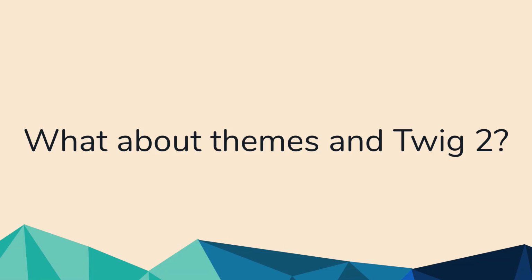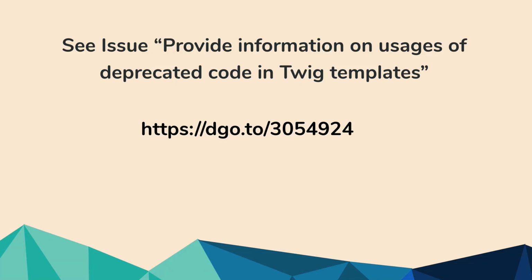One of the frequently asked questions, since I've given this presentation a couple of times now, and one of the remaining questions around Drupal 9 upgrades is around Twig 2 and checking to see if a theme is using deprecated Twig functionality. Currently, there aren't any tools like Drupal Check that can analyze a theme's template files and check for use of deprecated Twig code. An issue has been opened to address this issue of tooling, which you should follow or contribute to if you are a theme developer. And here's a short link that will redirect you to that issue: dgo.to/305-4924. So the answer is no, there's not a tool yet, but you should keep an eye on that issue, because that will be an issue for theme developers.